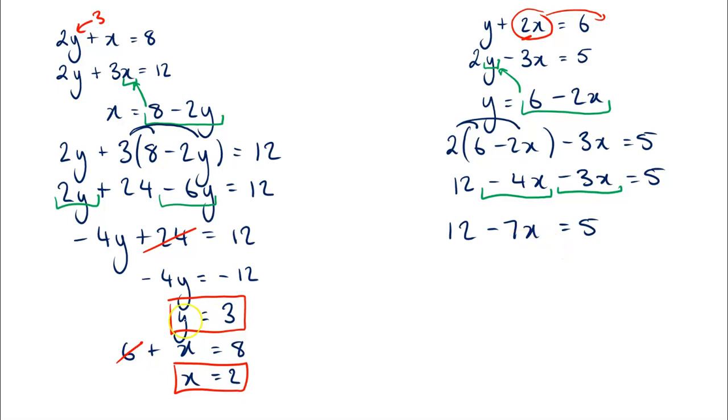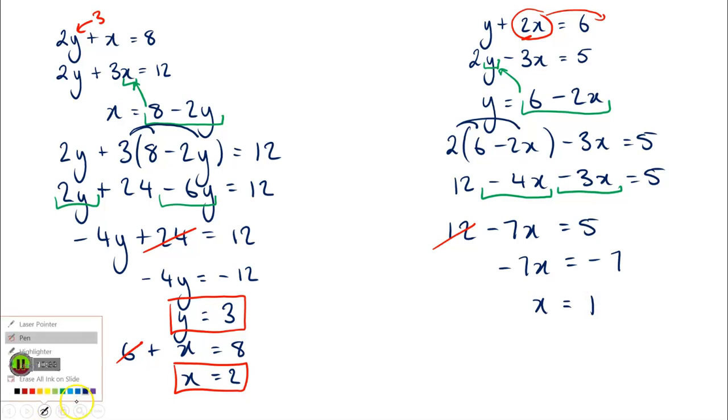Now I need to subtract 12 from both sides. Subtracting 12 on the left-hand side will do that. And so we are left with minus 7x is equal to 5 minus 12, which is negative 7. Now we can divide through by negative 7 to work out x. Negative 7 divided by negative 7 is 1.